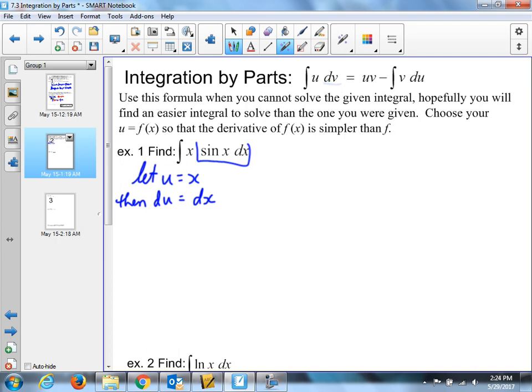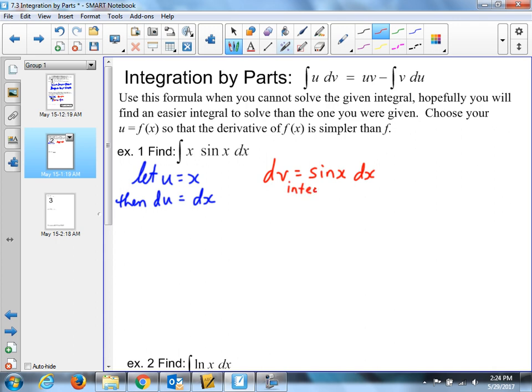So then dv is the rest of this, sine of x dx. Well, I need to know what v was, so I integrate, right? You can just do this, though. I'm just telling you, first time through, that's what we're doing to get to the v. So the integral of dv on the left side is just plain old v. The integral of the sine function is negative cosine of x.